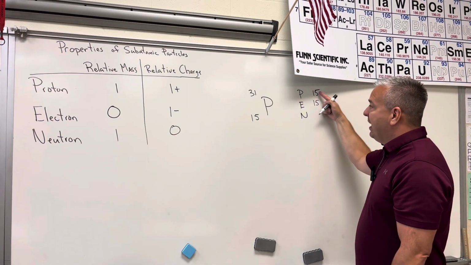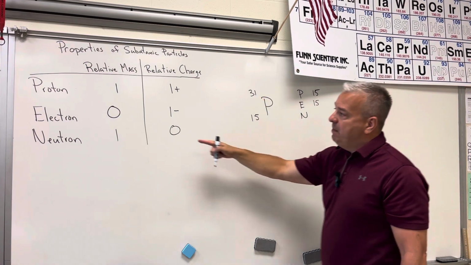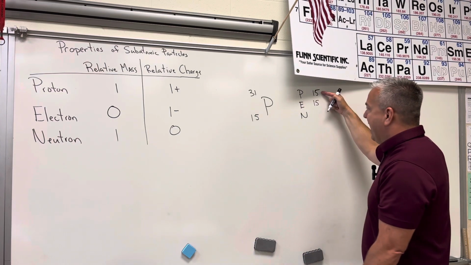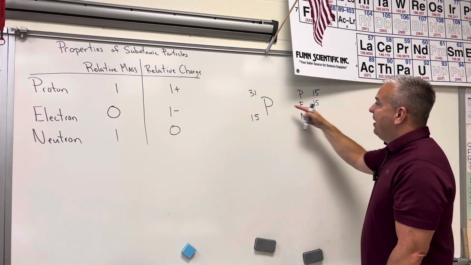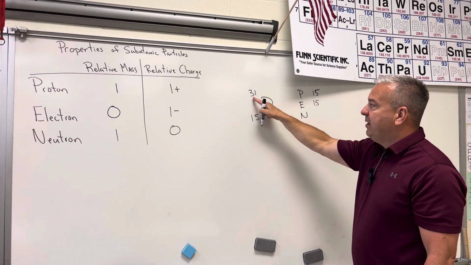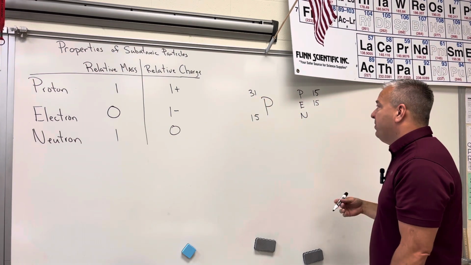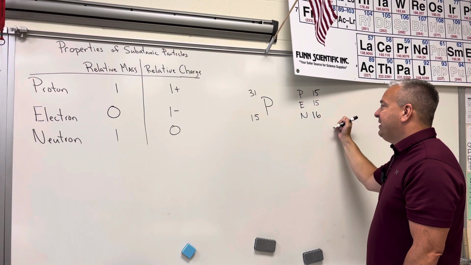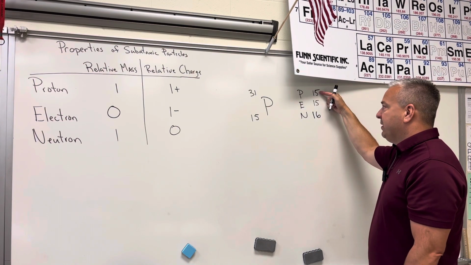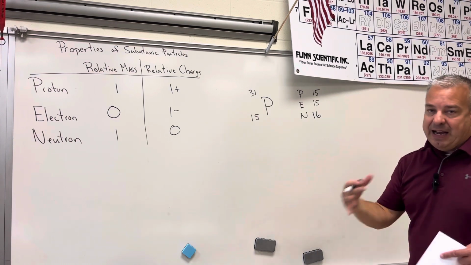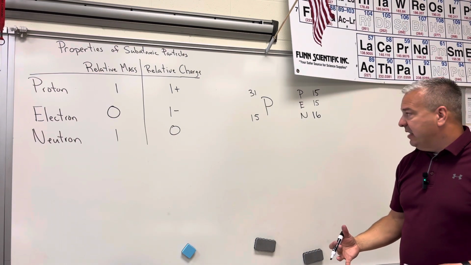I'm going to use the same logic for the neutrons. I'm going to use the protons and the mass. Now remember, the only two things that have mass are protons and neutrons. So when I add these two numbers together, I should get a mass of 31. If 15 of the 31 comes from the protons, then the other 16 have to come from the neutrons, because 15 plus 16 gives me 31. So that's how we're calculating the protons, electrons, and neutrons.